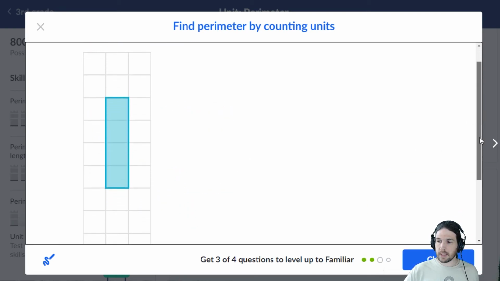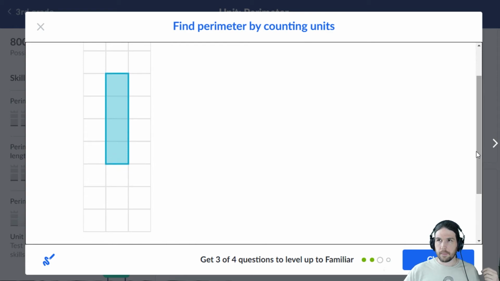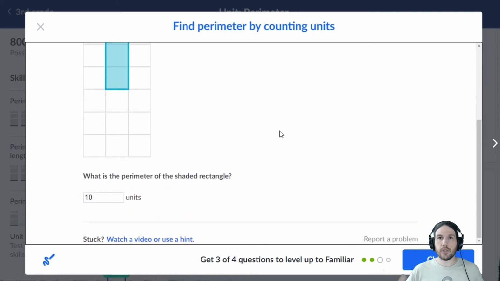There will be a common mistake where students will continue to count the area instead of the perimeter, especially at first. Be patient with that. It's adjusting to a new way of looking at something, and that always takes some time.